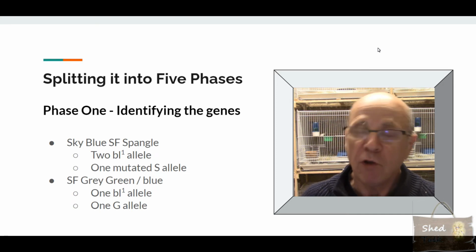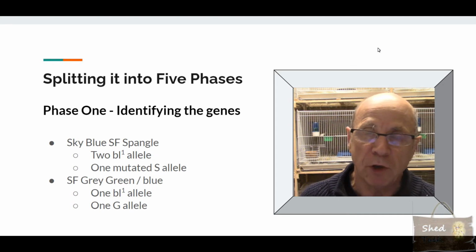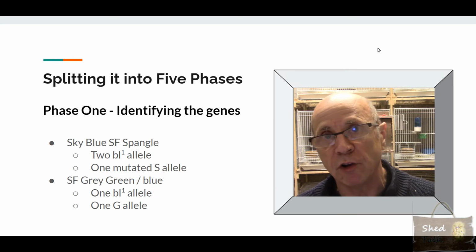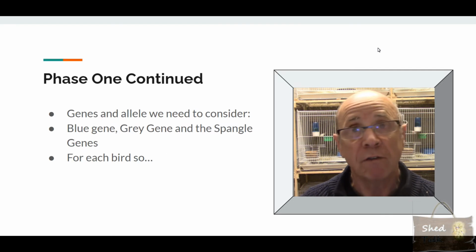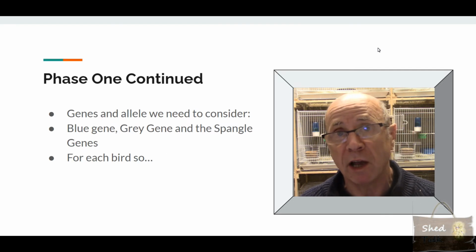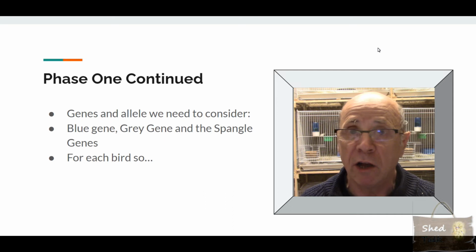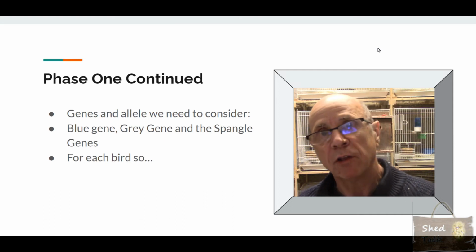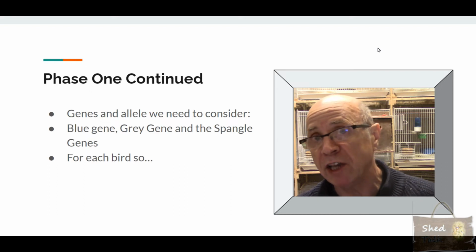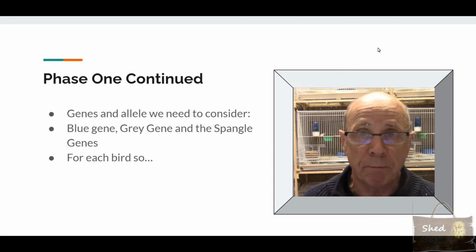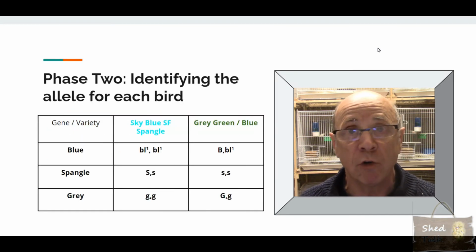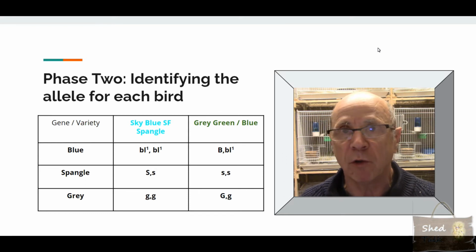So those are the genes that we're going to look at for each of the birds, but quite clearly what we will need to do is to consider those range of genes, or those range of allele, for both of the birds completely. So we'll need to consider the blue gene for both birds, the spangle gene for both birds, and the grey gene for both birds, even though not each of the birds will have a mutated gene for all of those varieties. So let's have a look at what that looks like.